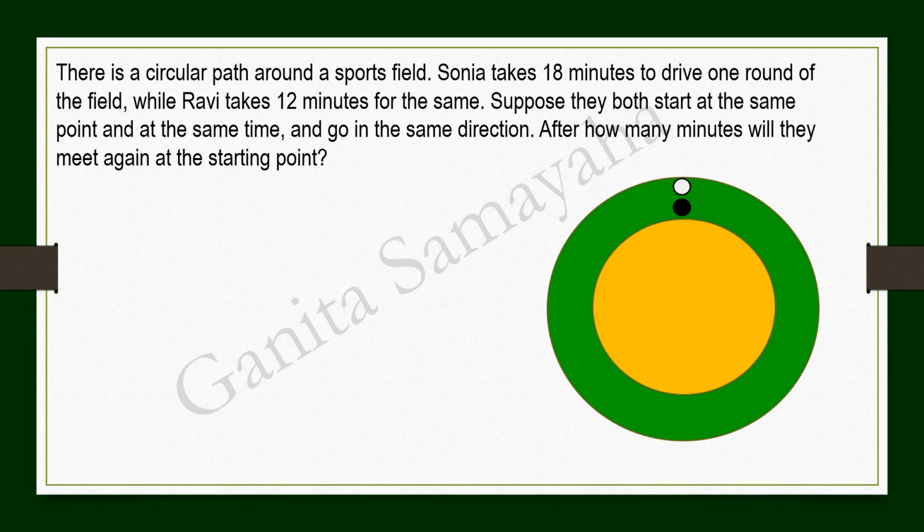There is a circular path around a sports field. This yellow color region is the sports field and this green color region is our circular path. Sonia takes 18 minutes to drive one round of the field while Ravi takes 12 minutes only. So she takes a longer time.